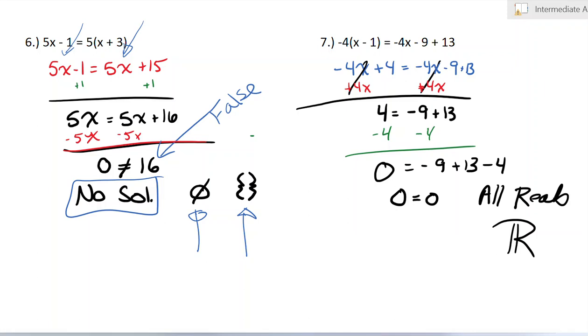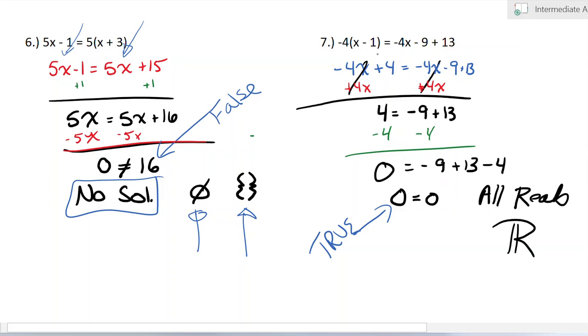Number 7 has a very similar feel to it. You'll notice that the 4x's cancel out and there's no more variables. But this time, what results is that the statement is true. When the statement is true, that means every single number would work.